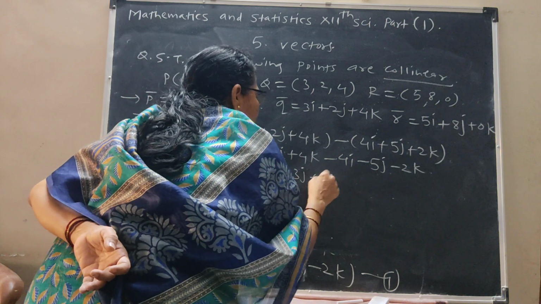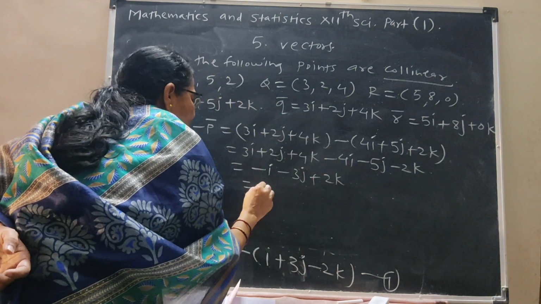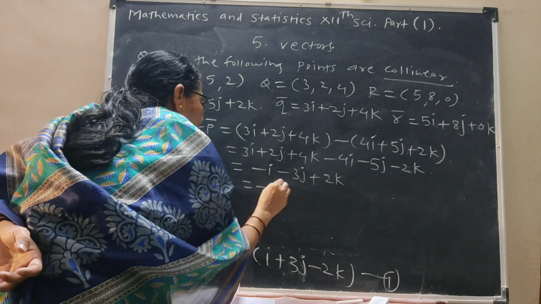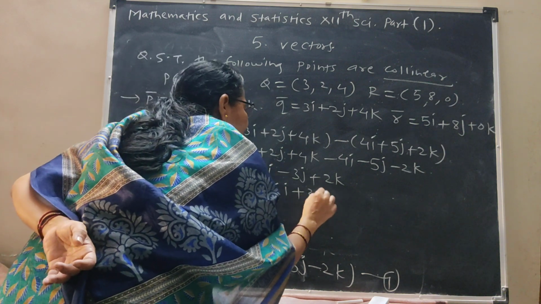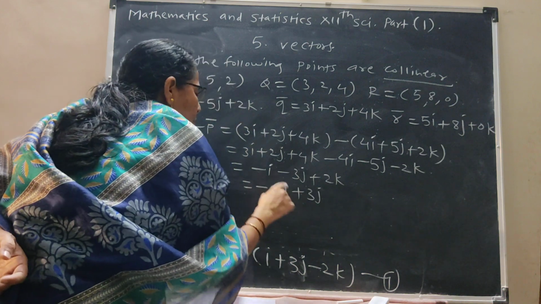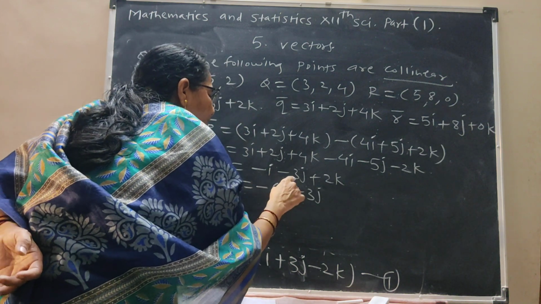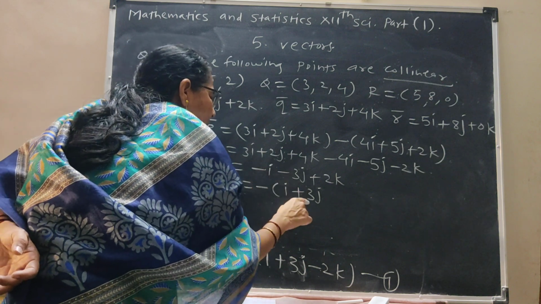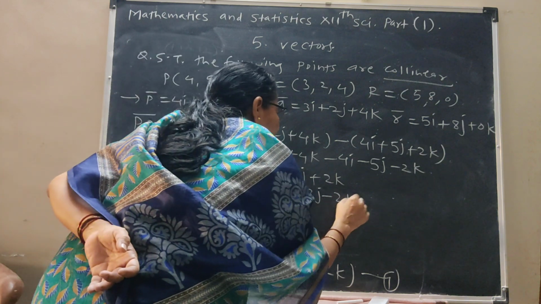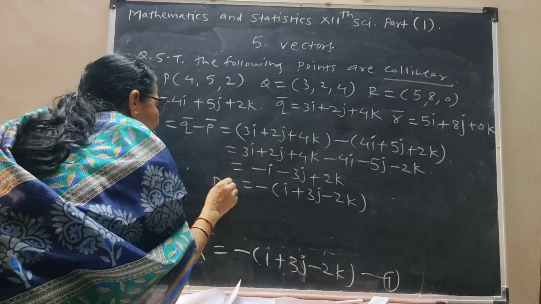3i - 4i = -i, 2j - 5j = -3j, 4k - 2k = 2k. Take the minus sign out, so minus (i + 3j - 2k). Now this is the value of PQ bar.